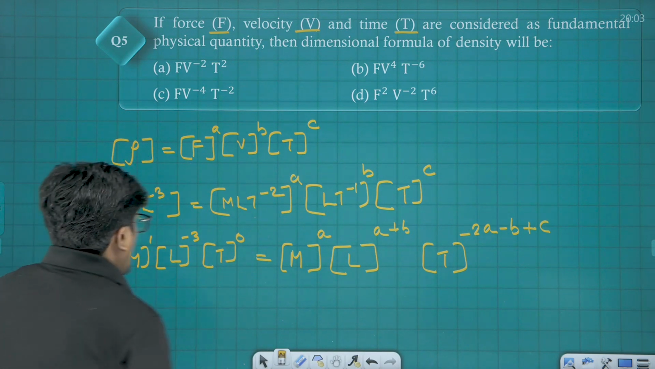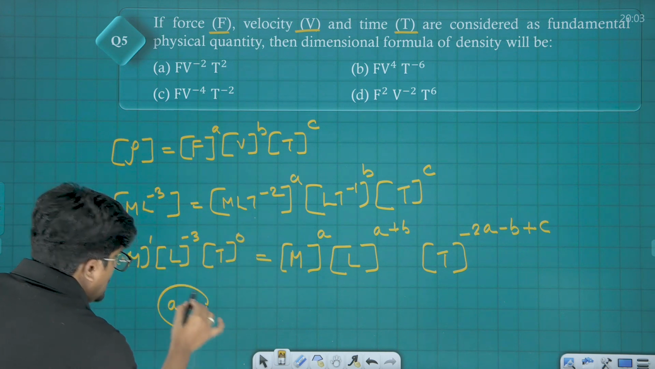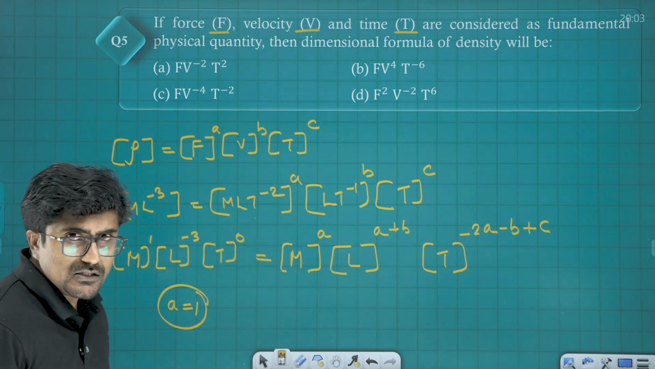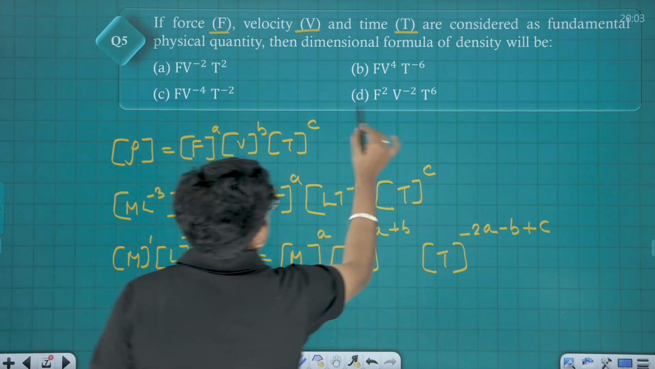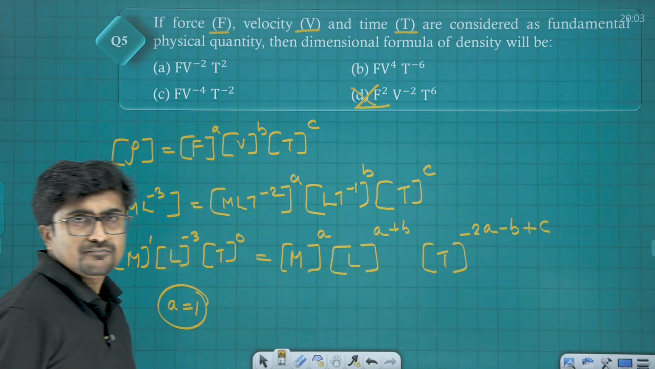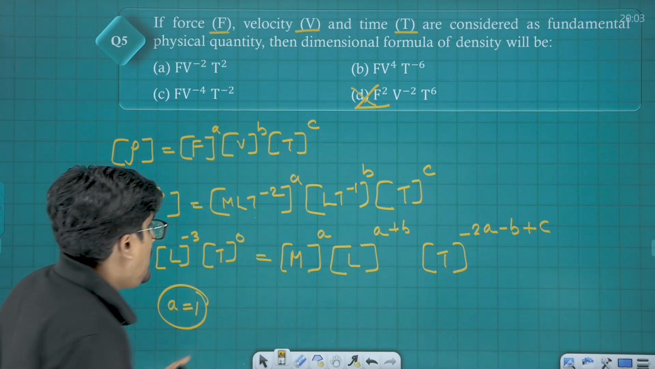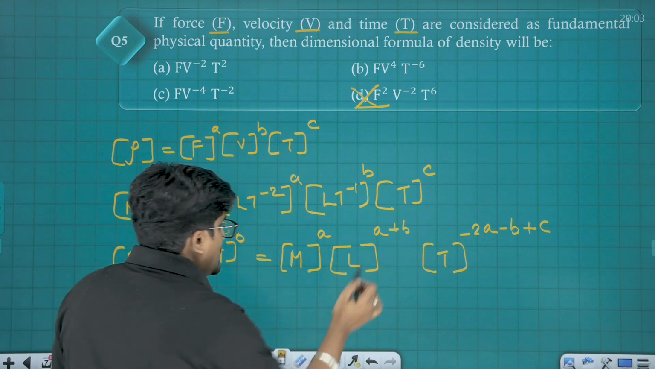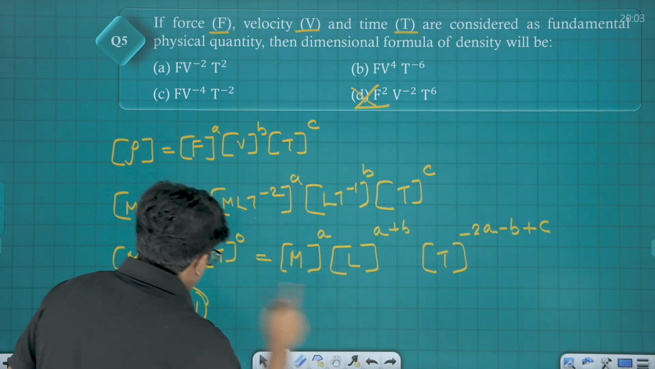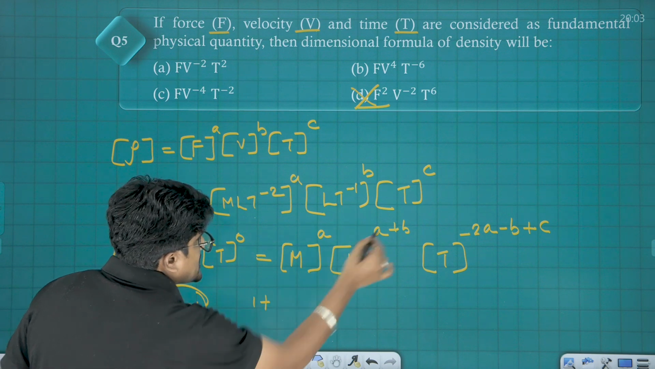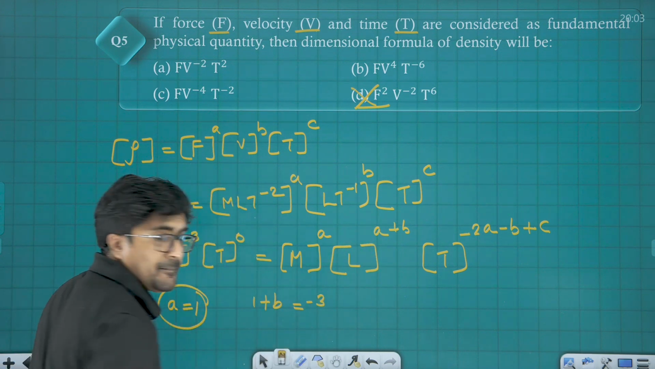Alright, now while comparing, I can say a is equal to 1. This is the first thing that I am going to get. A is equal to 1. That means the dimension of force is going to be 1, which means this is not in our list. Alright, next one, we have got the value of a. Now, if I go for the dimension of L, there I can say that a, which is equal to 1, plus b equal to minus of 3.